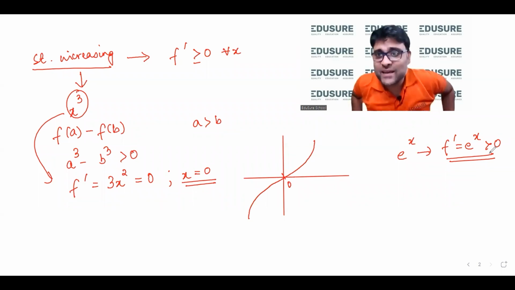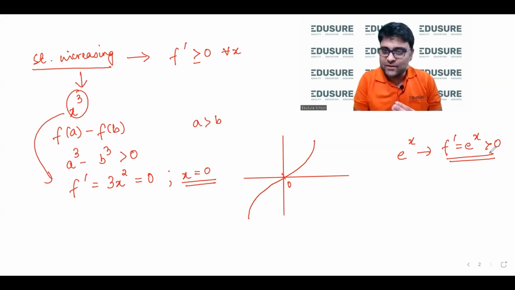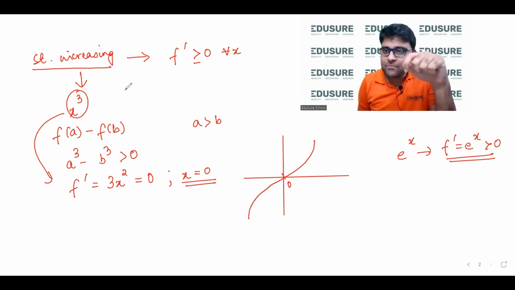But if I say that a strictly increasing function will always have the derivative positive, that is also incorrect. There can be a few strictly increasing functions where the first order derivative is equal to 0 for some x. And the characterization of the point where the derivative is equal to 0 is a point of inflection. So whenever I have a strictly increasing function having a point of inflection, it can be that the derivative is equal to 0 at that point.